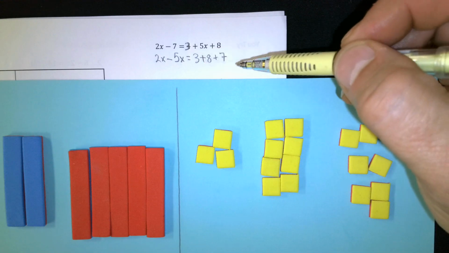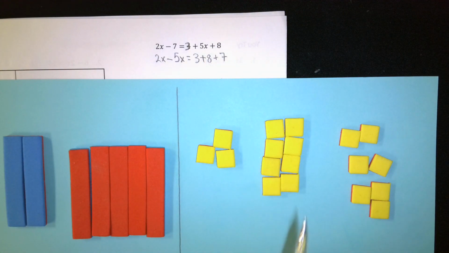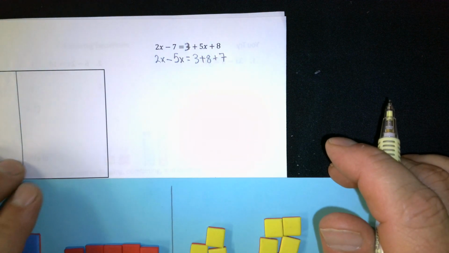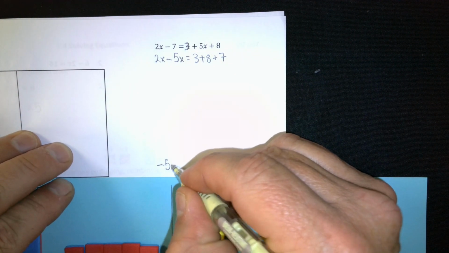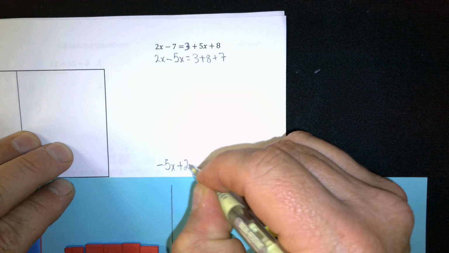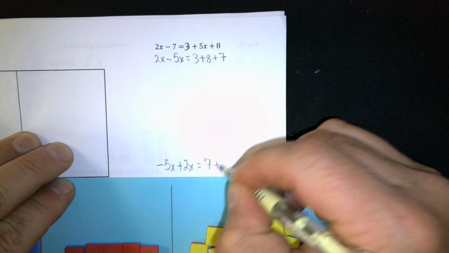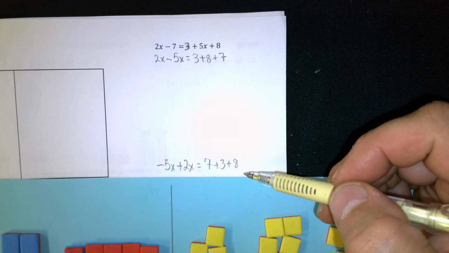Now I could have done this a little bit differently. What if I flip these in front here? Then I could have written, I'm just going to write another option over here. Let me move this down here real quick. I could have done negative 5x plus 2x. And I could have put the 7 in the front. So this would be a valid problem as well.